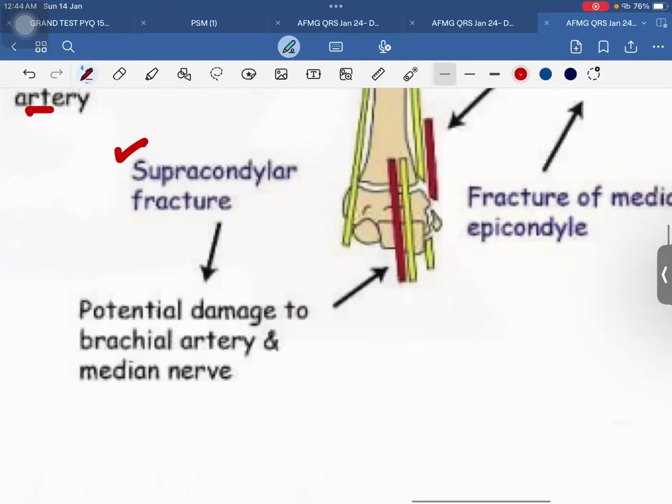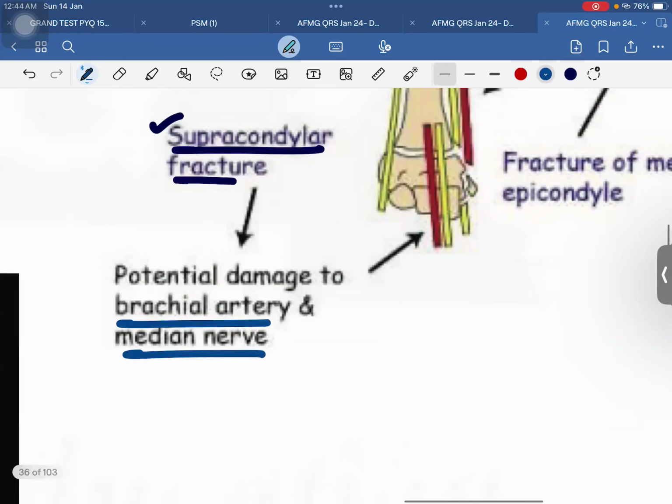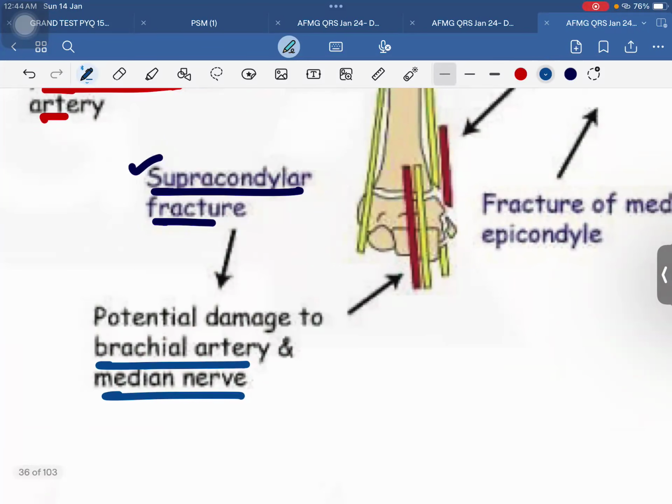Next is the supracondylar fracture. Here you have to remember one thing: in supracondylar fractures, there is damage to which artery? There is damage to the brachial artery and the median nerve, beta. There is damage to the brachial artery and the median nerve. Okay? So definitely the median nerve of the patient gets damaged or compressed over here.